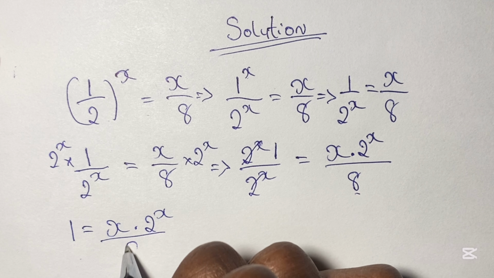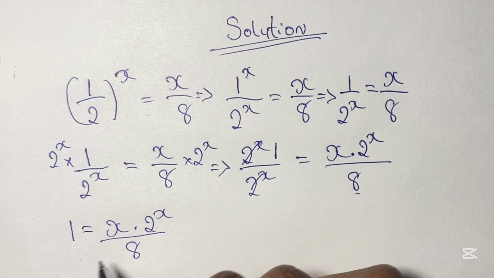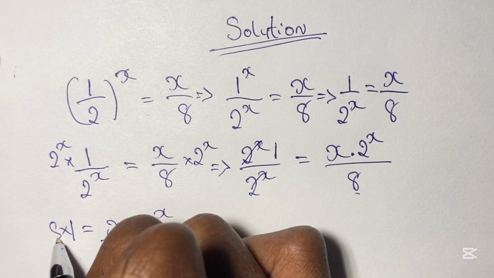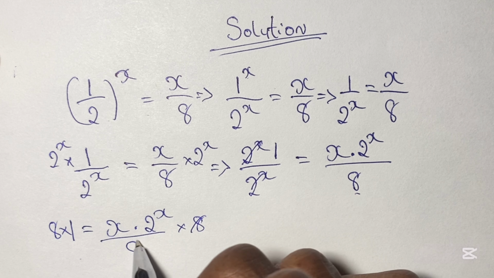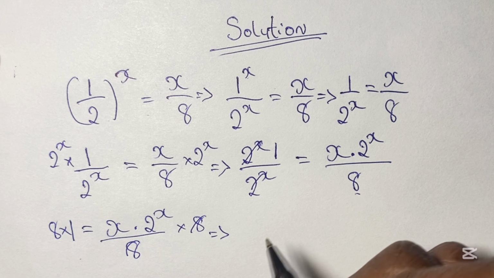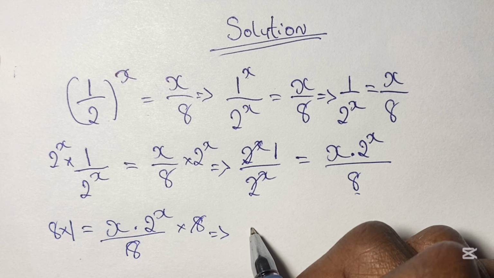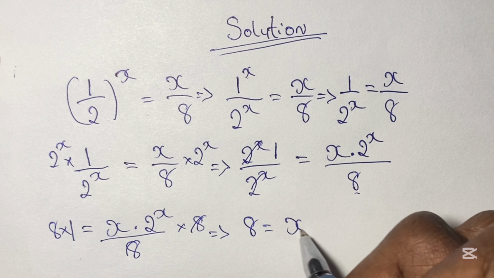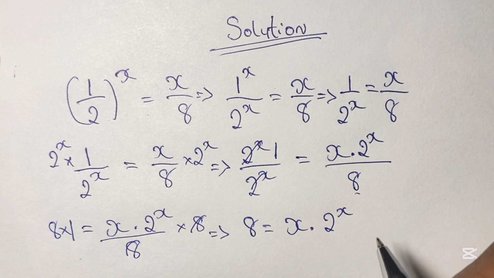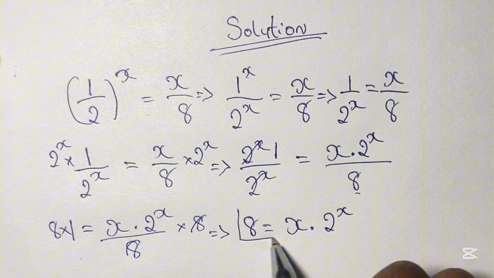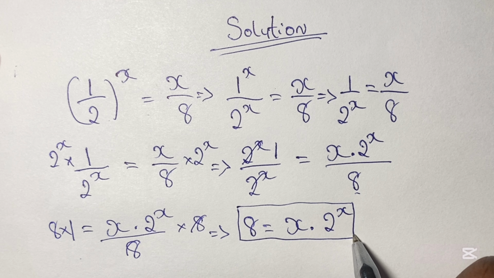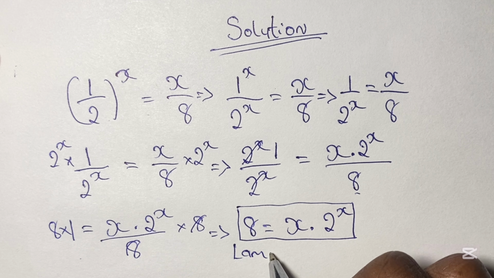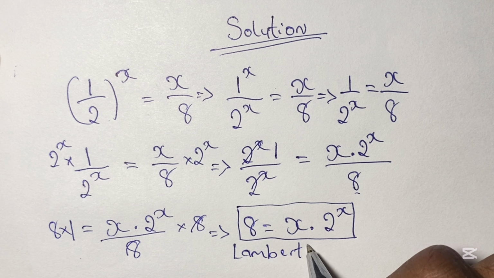over 8. And then we move on from here by multiplying both sides of this equation by 8. What this does is that on the left we would have 8 times 1, and on the right the 8's will be cancelled out. So from here we have 8 is equal to x times 2 to the power of x. So now that we have simplified our equation in just one straight line, we will now solve this equation by using a special function. The name of this function is referred to as the Lambert W function.